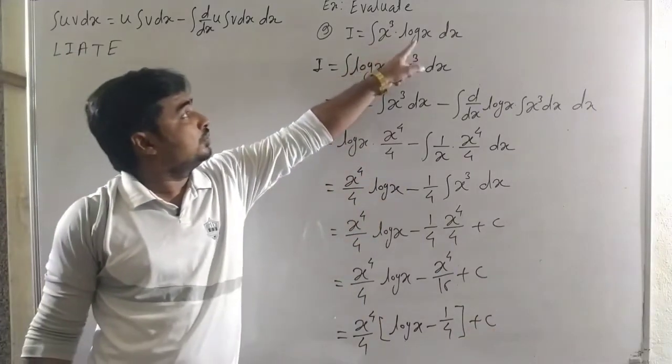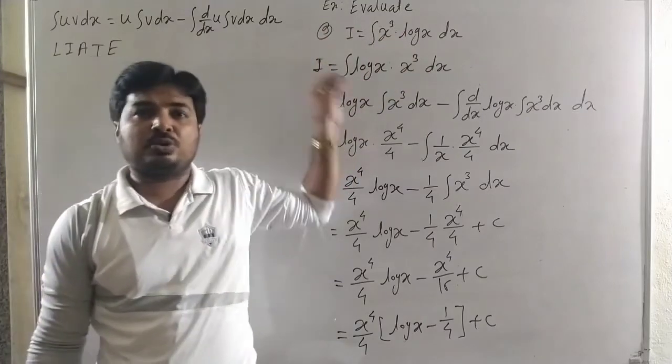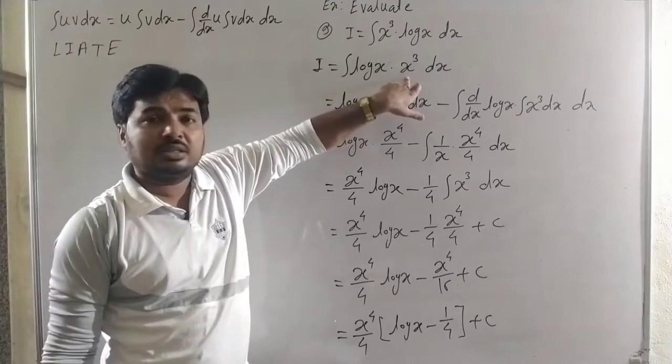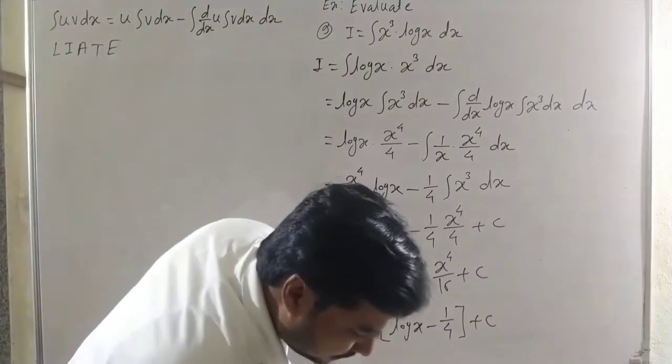It is the integral of x cube into log x. By the rule for the proper choice of first function and second function, logarithmic comes first and algebraic comes second. Now we see the next example.